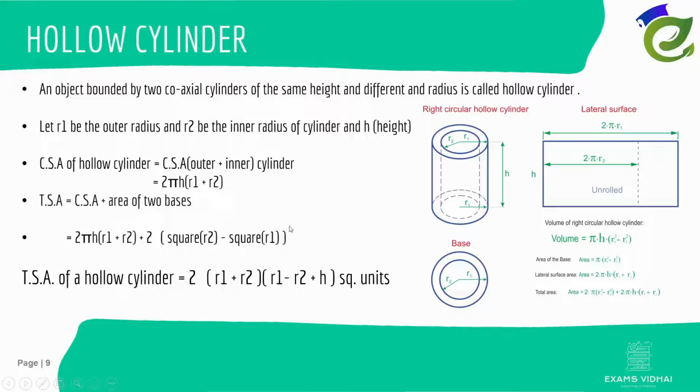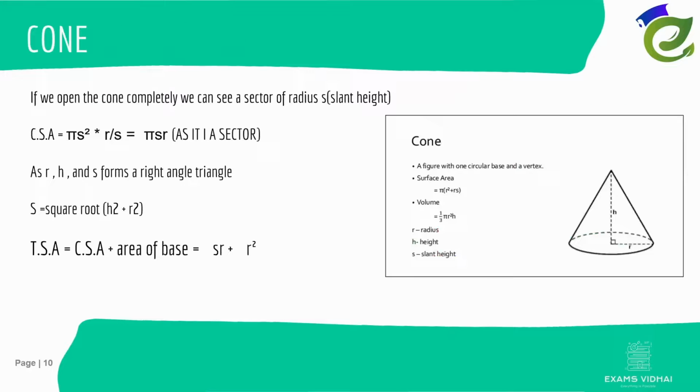If we take common, TSA of a hollow cylinder is generated by taking the common factor, as r1 square minus r2 square equals r1 minus r2 into r1 plus r2. If we take r1 plus r2 common from the CSA and this area of two bases, we get 2 pi of r1 plus r2 into r1 minus r2 plus h. Okay, similar to the cylinder, the basic difference is that here we have two coaxial cylinders.